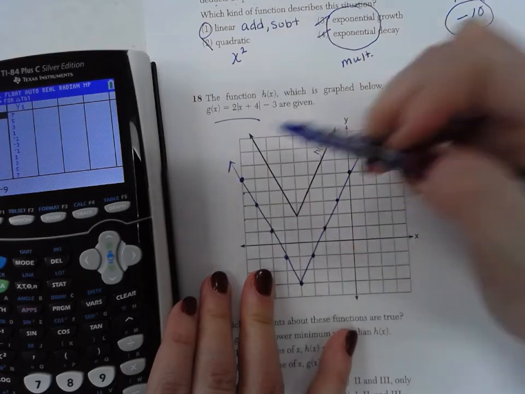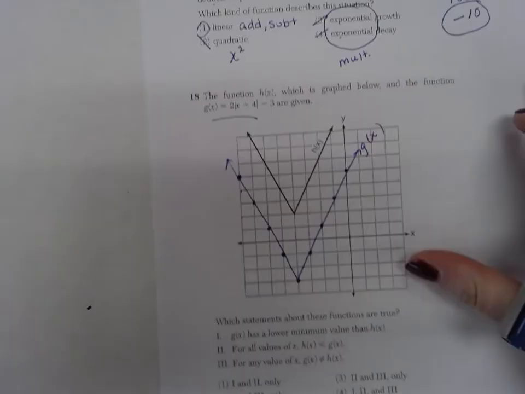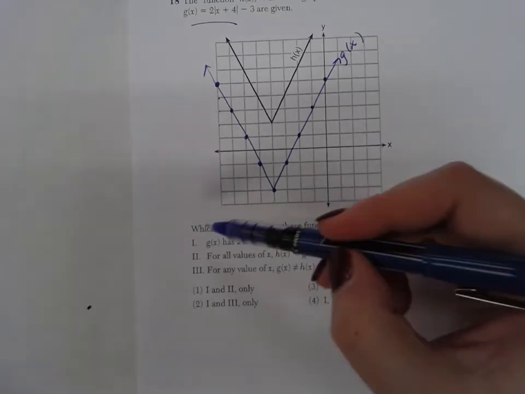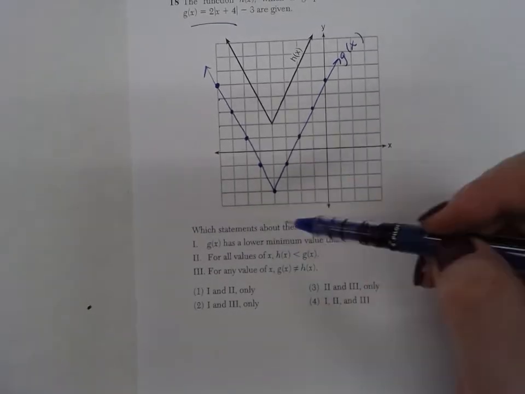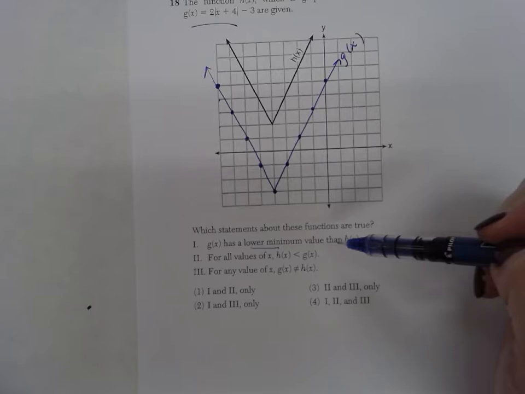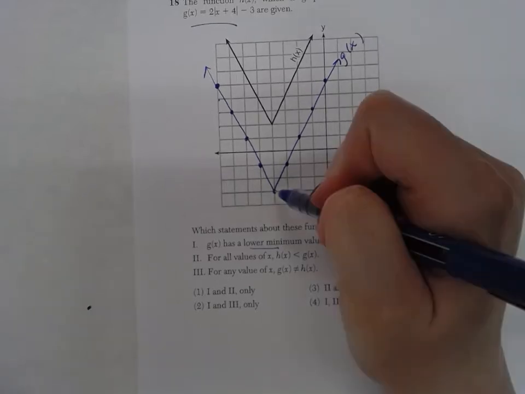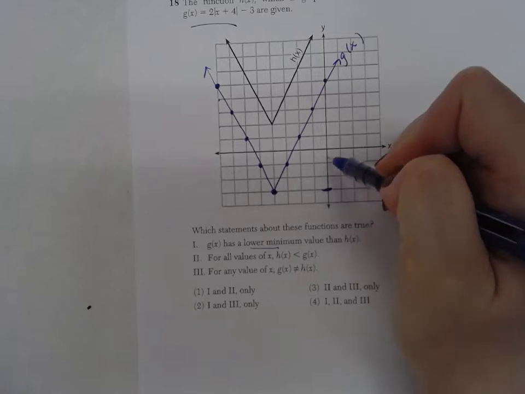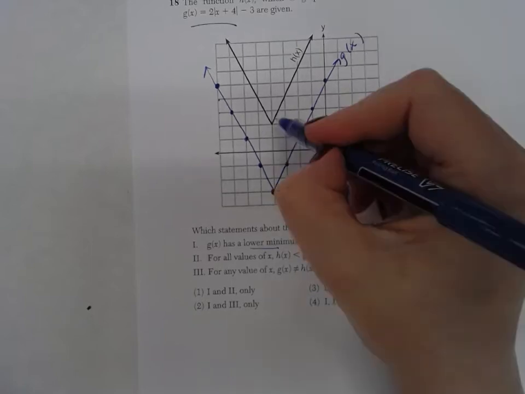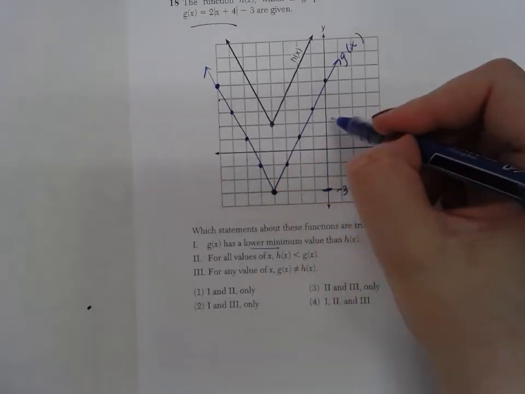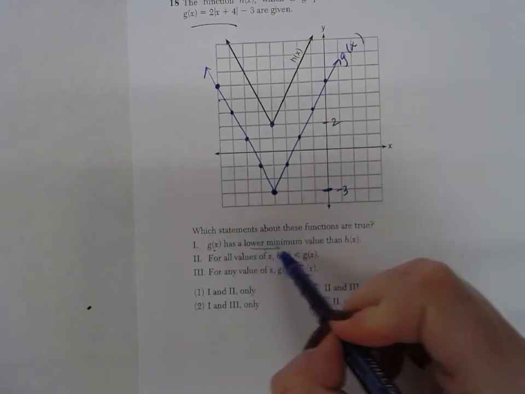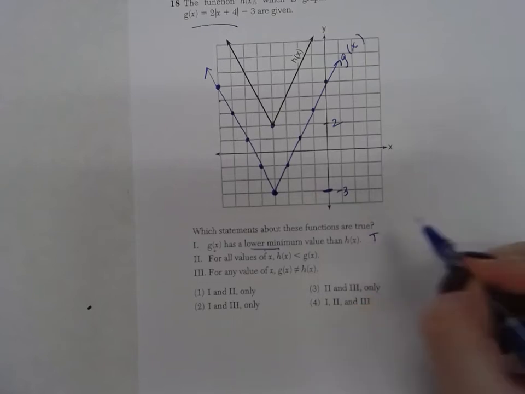Okay, let's see. Which statements about these functions are true? G of x, that's the one that I graphed, has a lower minimum than h of x. Well, here's the minimum here. That's all the way down at -3. And here's the minimum here. That minimum's at 2. So g of x has a lower minimum value. Yes, that's a true statement.